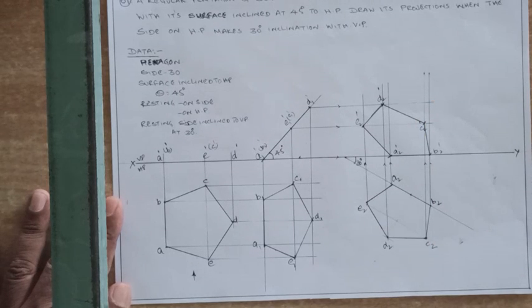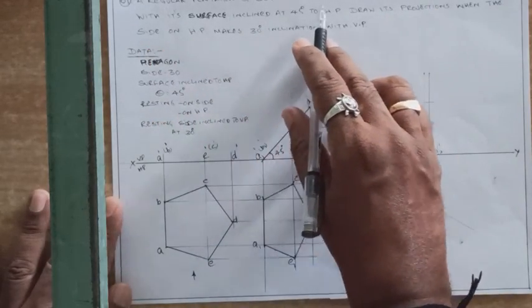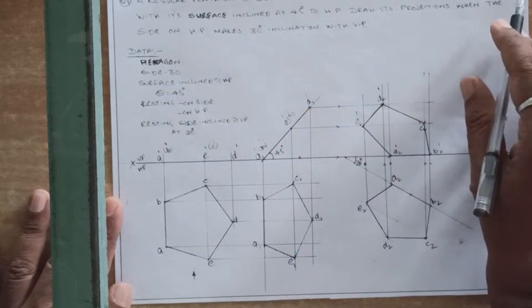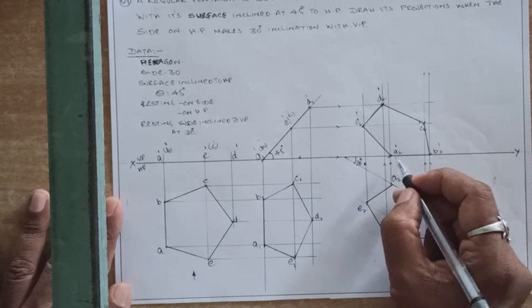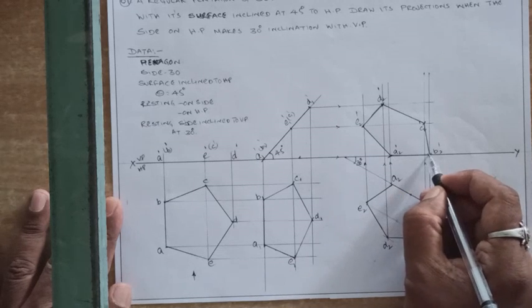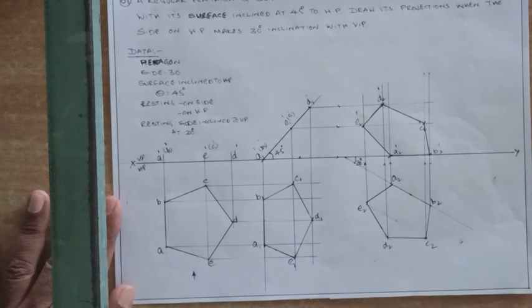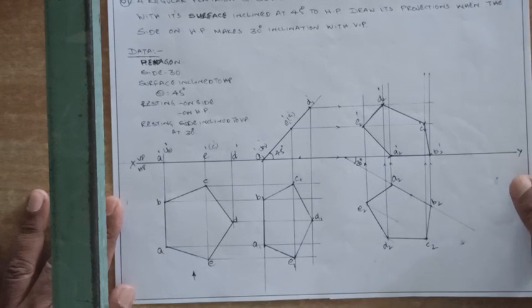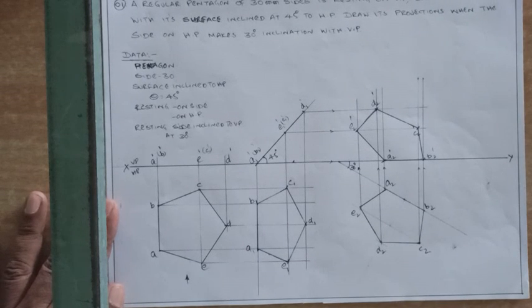Finally, if you check the condition, what is the condition? The regular pentagon of 35 mm side is resting on HP on one of its sides. See here, one of its sides, A2 dash B2 dash, is resting on HP. That means the front view is touching the XY line. So totally all the conditions are satisfied and your problem is perfect. Like this: first assumption, then first stage surface inclination, in the second stage side inclination. So I hope you have understood this. You practice it. If not practiced, you practice it.